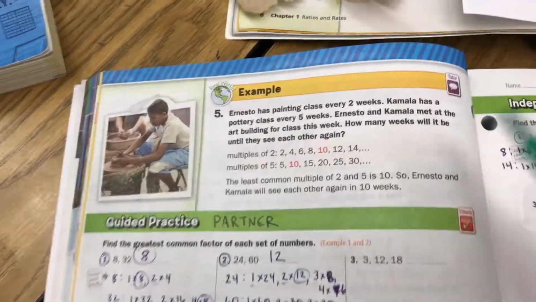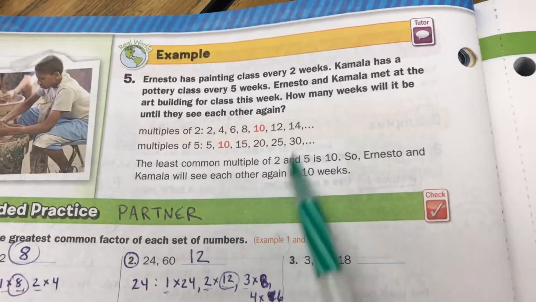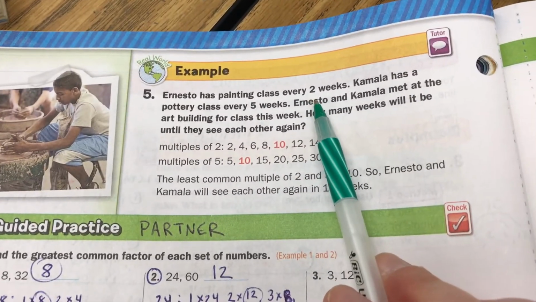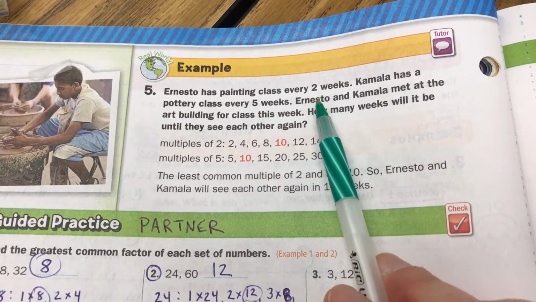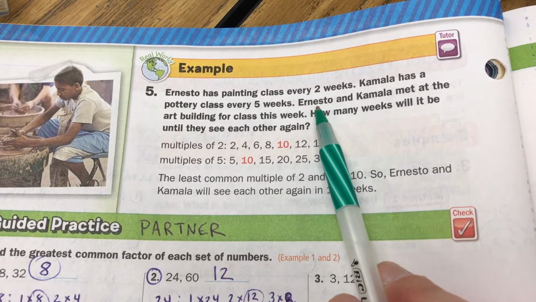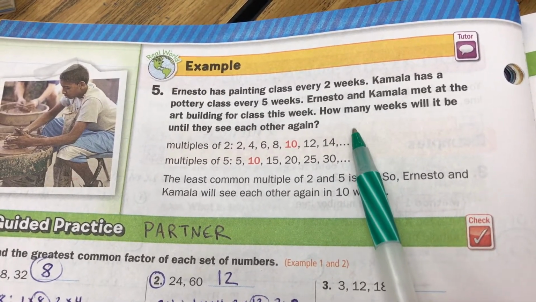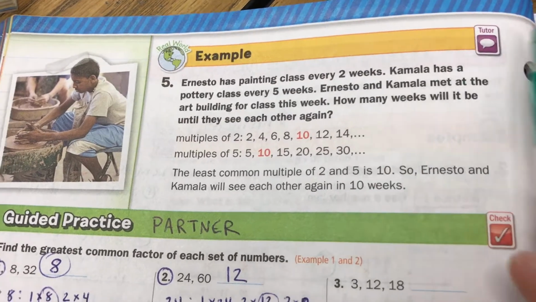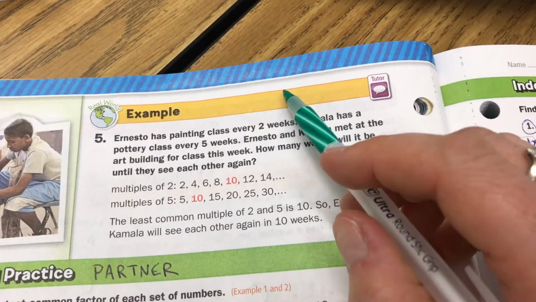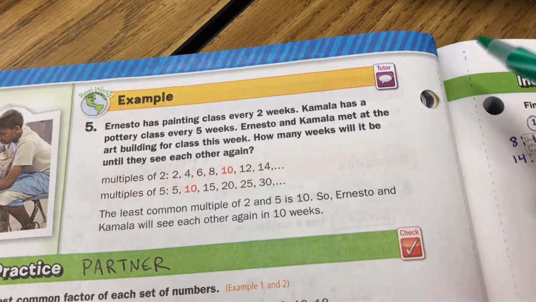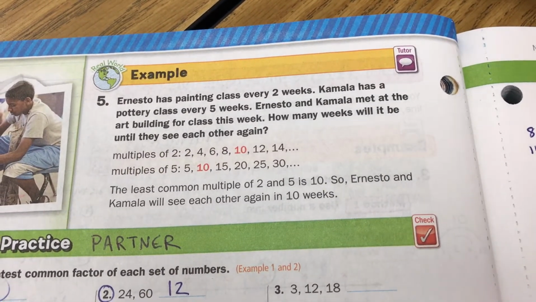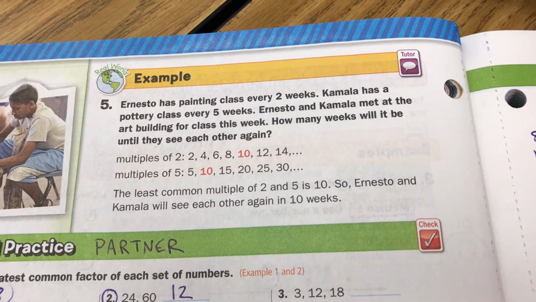So flip to page 10. Let's do this last example. Ernesto has painting class every 2 weeks. Kamala has a pottery class every 5 weeks. Ernesto and Kamala met at the art building for class this week. How many weeks will it be until they see each other again? So he's coming every 2 weeks. She's not coming but for every 5 weeks. When will they see each other again?